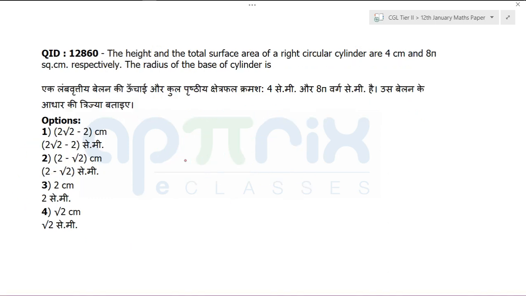Let me tell you. Now question number 60. It looks calculative, root 2 and all is given, but let's see how we're going to solve it. The height and the total surface area of a right circular cylinder are 4 centimeter and 8 pi square centimeter respectively. So the height has been given, and total surface area has been given. Radius is what they are asking for.